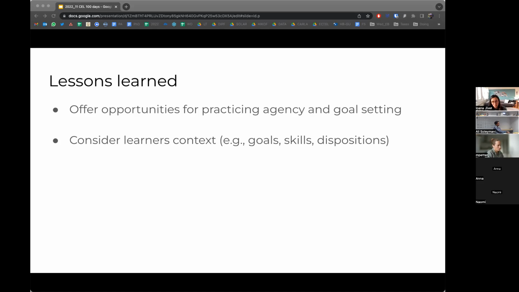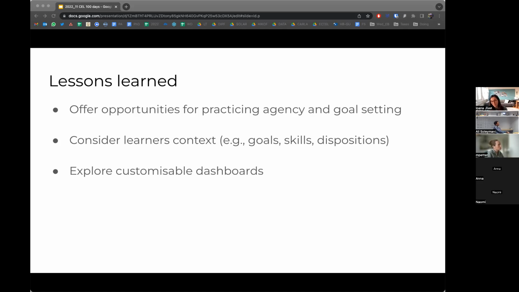And this brings me to the second point, that we should really consider the context of the learners. For example, when designing dashboards, we should think about the goals that they have, the skills that they have, the learning dispositions that they have. I'm fully aware that this requires first to be able to measure or detect this in the least intrusive way possible. But at the same time, knowing goals, skills, or dispositions that students have would allow us to personalize feedback to a greater extent and really support students with specific goals instead of providing the same feedback, the same information to everybody.